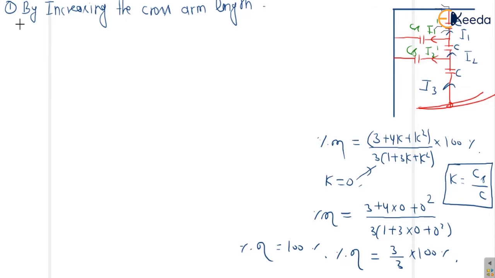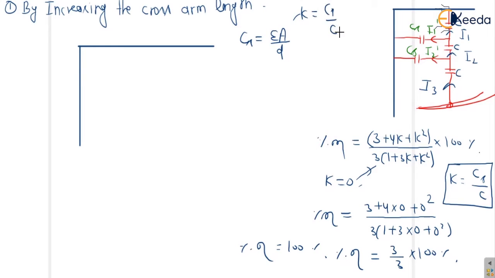The first one is by increasing the cross arm length. You would have seen this is the tower, and now we want the efficiency to be 100%. The cross arm capacitance Cs is equal to epsilon A by d. k is equal to Cs by C. So Cs will be less, so k will be less. Cs will be less when d is greater. d will be very great and C will be very less.